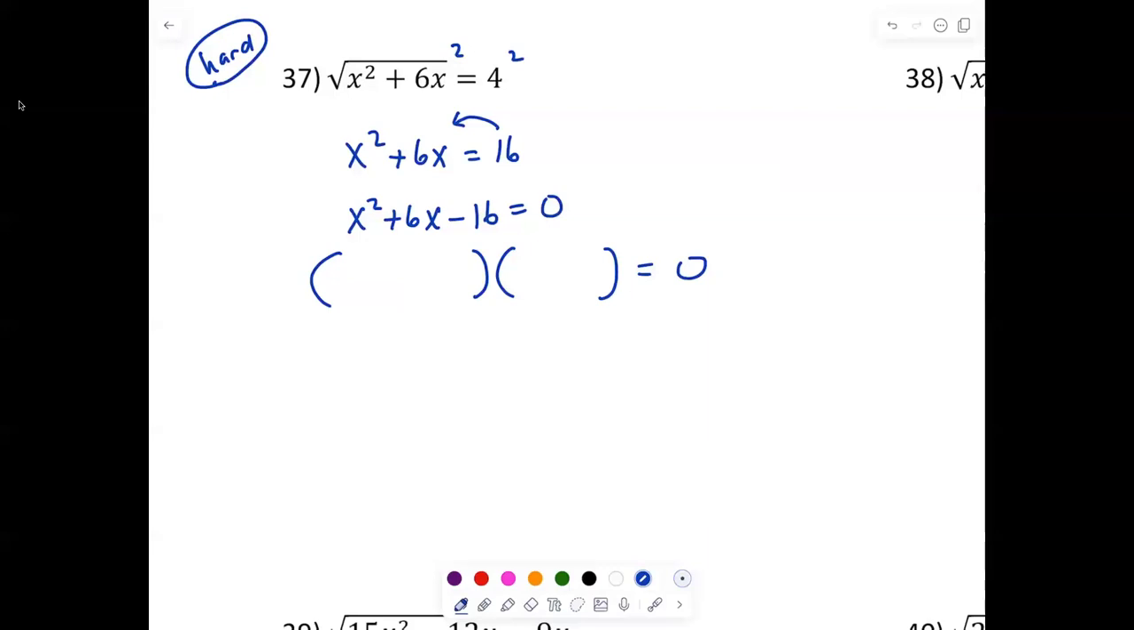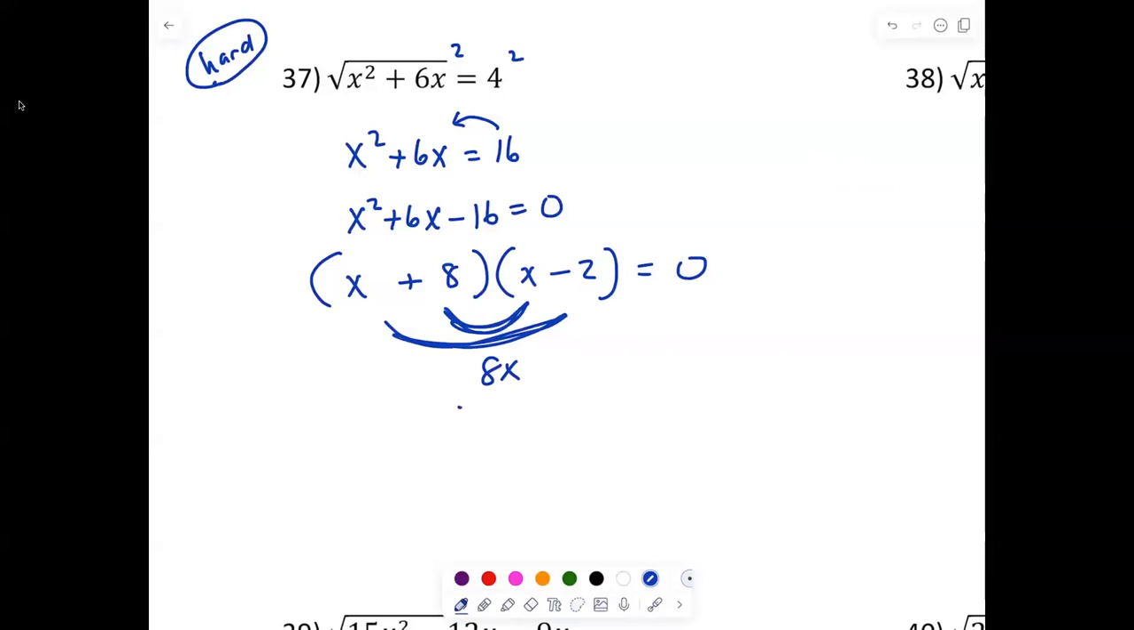So what are the factors though? I'm agreeing 8 and 2, but what goes in front? x and x. Very good. Now I want the 8 to be positive, and the 2 to be negative. Let's review that. The reason that's true is because that's going to give me 8x, and negative 2x, and together that makes 6x, which is what we wanted.